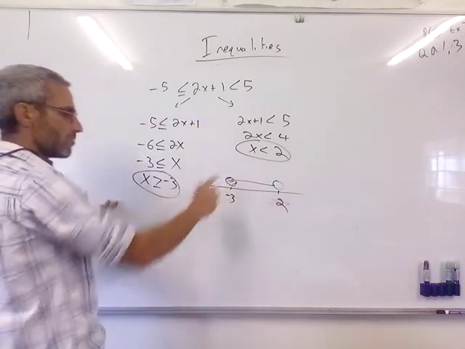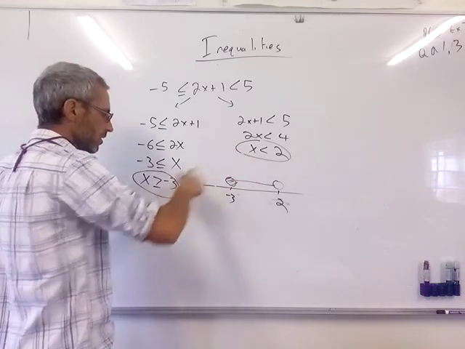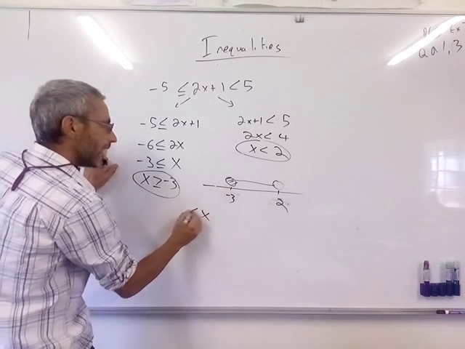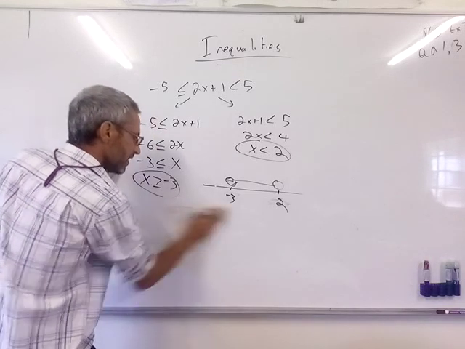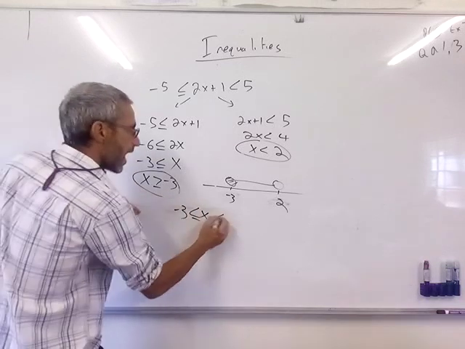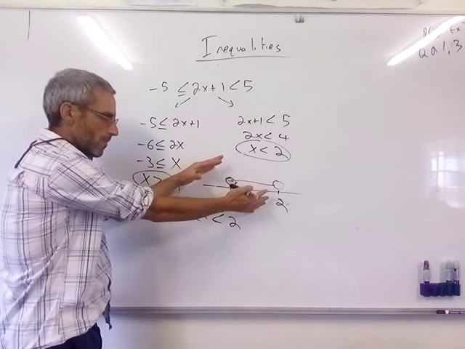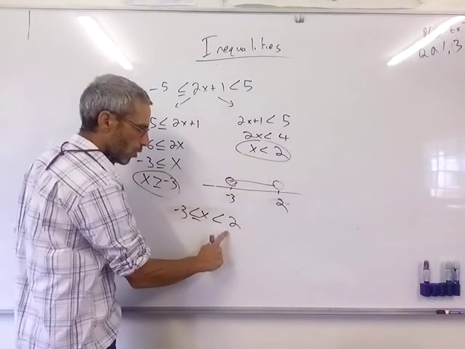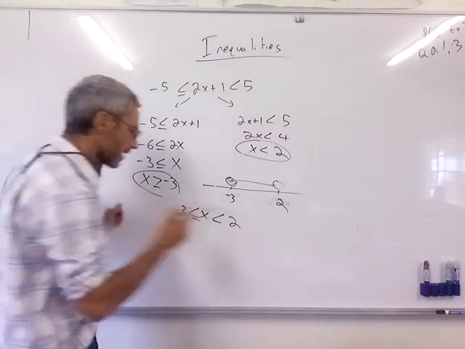I can also write it down. Maybe I'll show you one way you should know. x is smaller than 2, but x is also larger than or equal to -3. We can write it down just like that. You need to be able to write it like that, and you use your language skill. x is smaller than 2, and x is larger than or equal to -3.